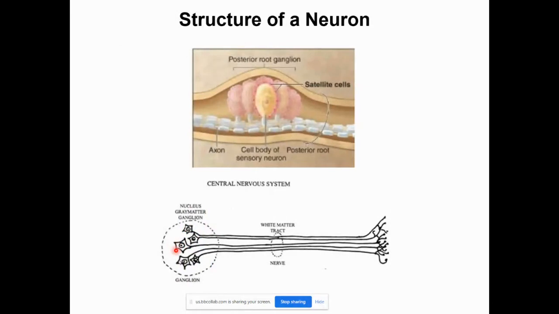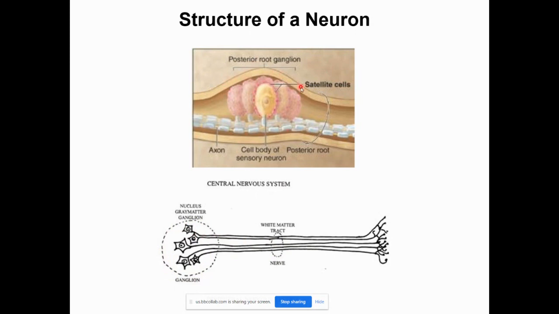Next, the cell bodies are located. By the way, if you're in my lab, we did this today. Where all the cell bodies are located, it's going to be thicker. So this nerve is going to bulge. You can see that right here, where all the cell bodies are located.